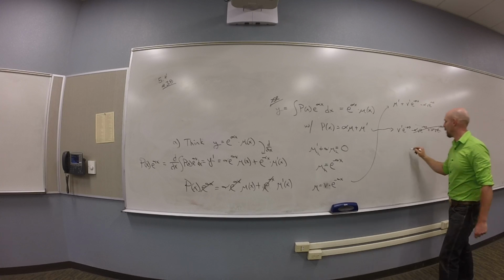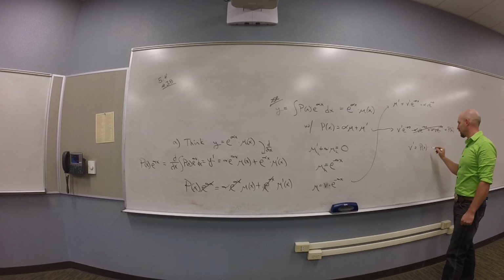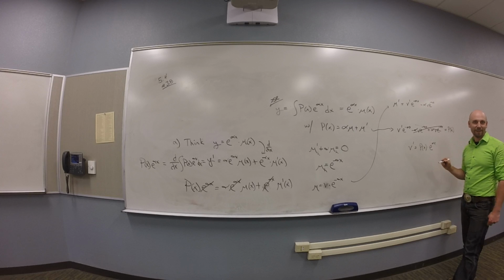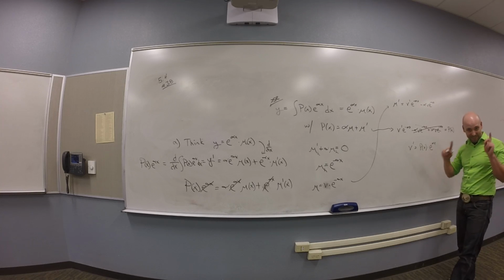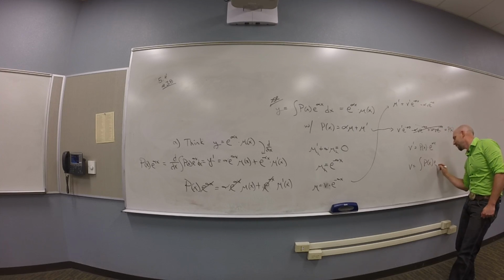Okay, so in the end, I got v prime is p of x times e to the alpha x. You guys see the circle we just drew? We just drew a circle on the board in math. Didn't you see it? So does that mean that mu is equal to alpha x? Please note, this would mean that v is the integral of p of x e to the alpha x dx, right?